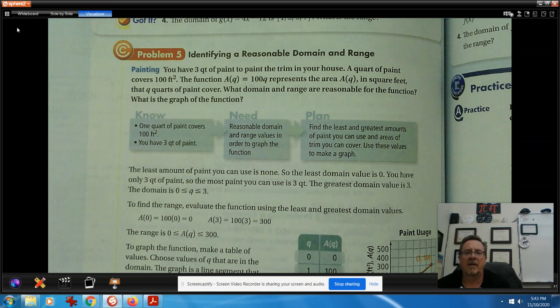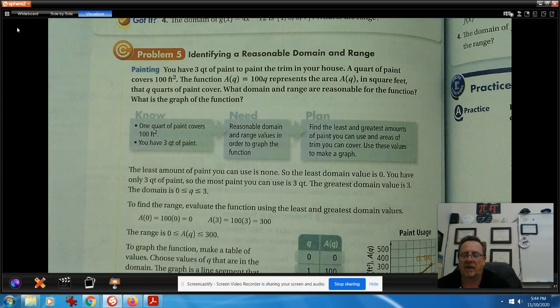All right, so we have 3 quarts of paint that we can use, right? Q at most can be 3. Why? Because it says I have 3 quarts of paint. I can't plug 5 in because I don't have 5 quarts. I have 3. So it's not going to make sense to say 100 for my Q, is it? Because I don't have 100 quarts. I have 3.